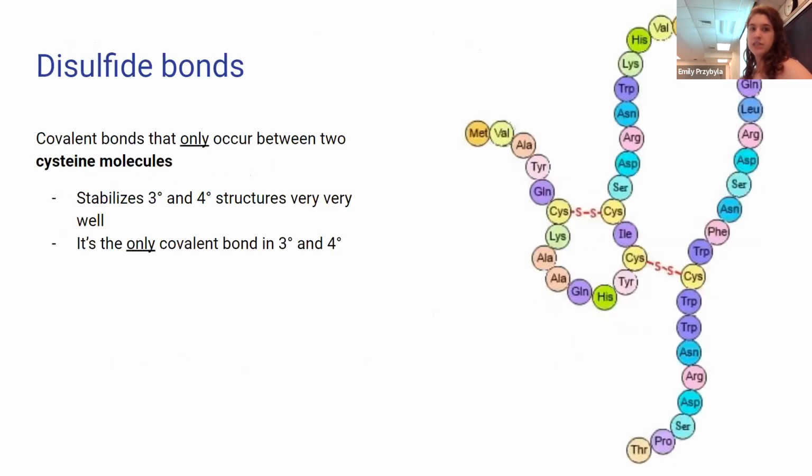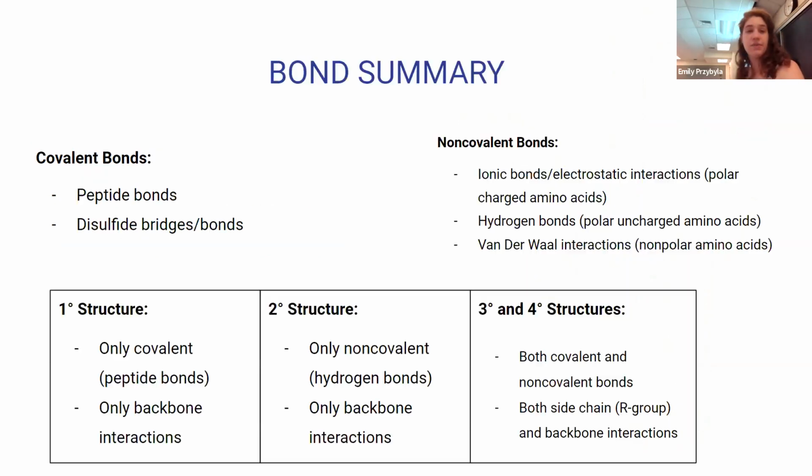And then disulfide bonds, only between cysteines. They're very stable, used to stabilize tertiary and quaternary. Only covalent, so it's the strongest. Here's our bond summary. I'm not going to beat you over the head with it because I just did. Before I move on from the bonds, any questions at all on anything regarding the bonds? Anything from Zoom?